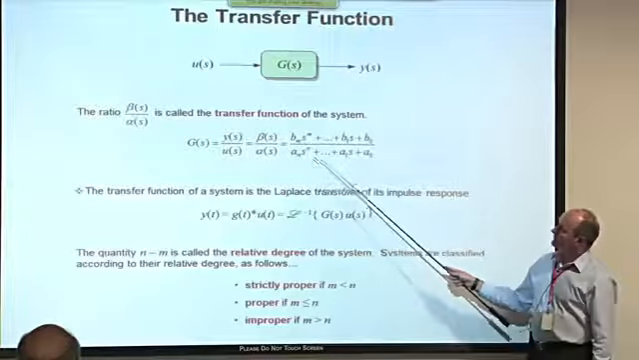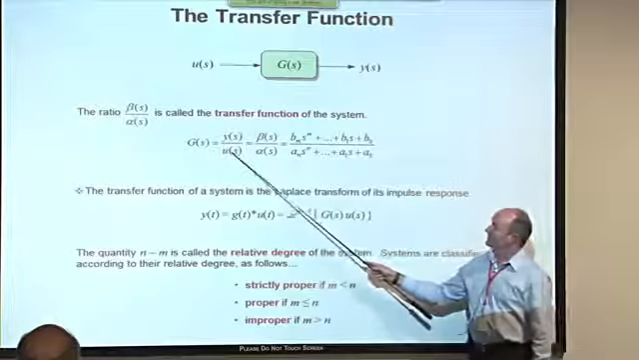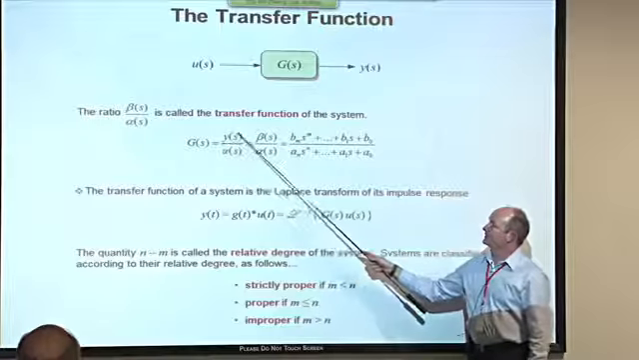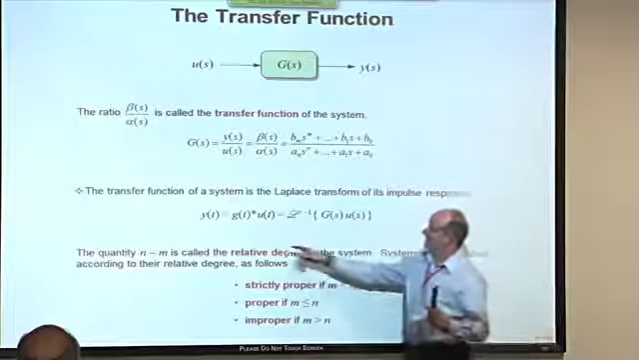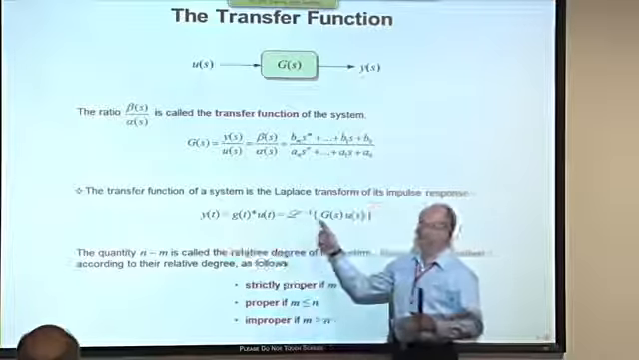Now, of course, once you know this, if you know the Laplace transform of the input, it's a simple rearrangement because the output is equal to g of s times u of s. And now the output as a function of time is an inverse Laplace transform of that.